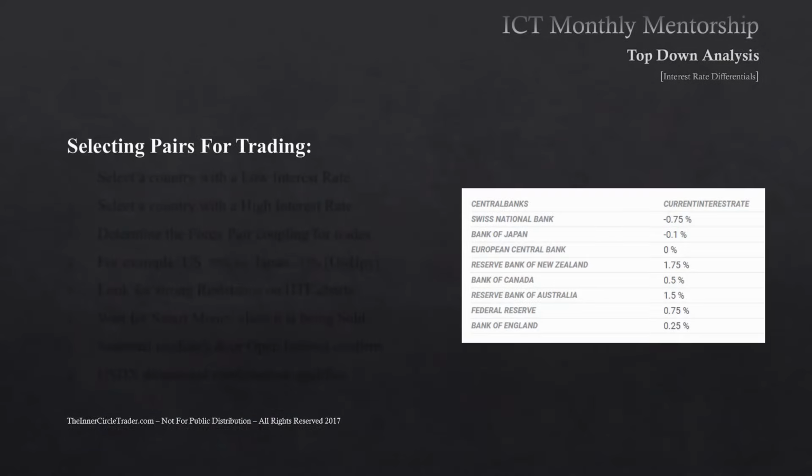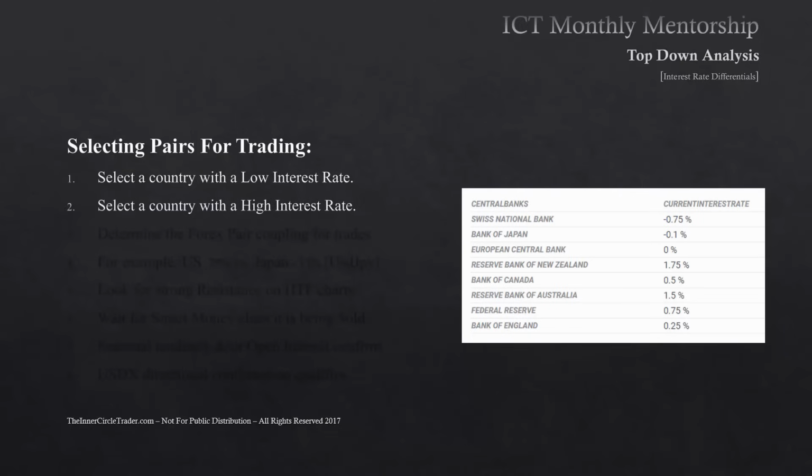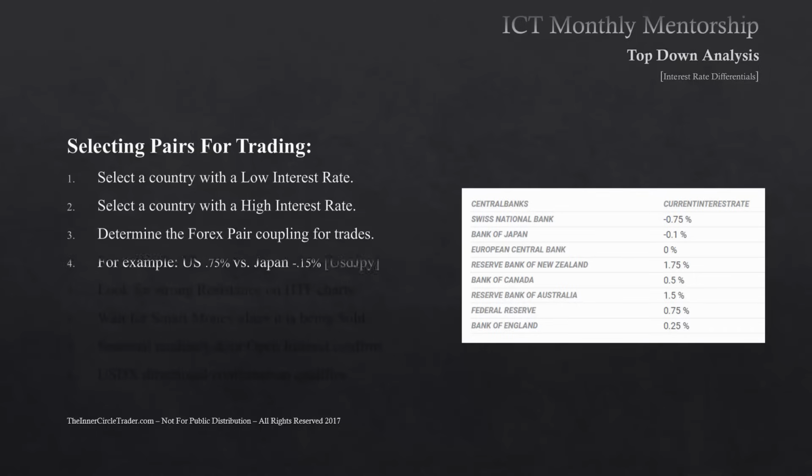Okay, we're going to do another example. We're going to select a pair with a low interest rate this time. And we're going to select a country with a high interest rate. And we're going to determine the Forex pair that couples for that trade.